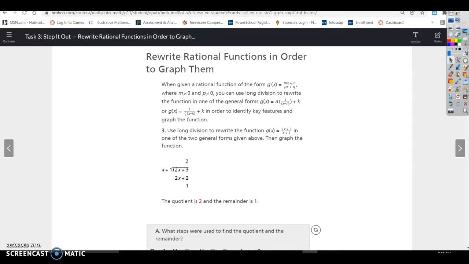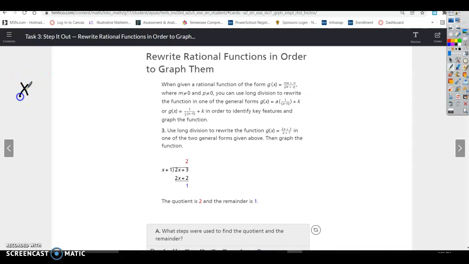Use long division to rewrite the function g of x equals 2x plus 3 divided by x plus 1 in one of the two general forms given above. Then graph the function. All right, so we did long division a couple units ago. If you remember, we can go ahead and do it as well. They've got it written down here, but I like to go through the process myself.